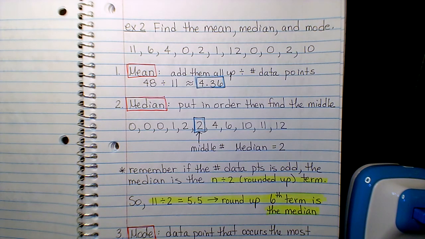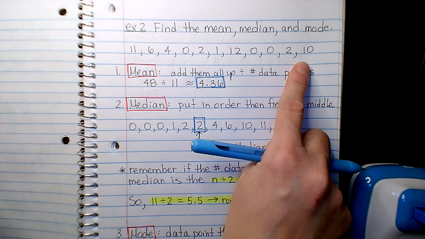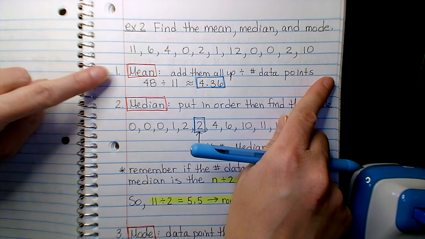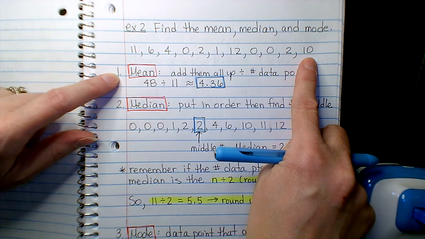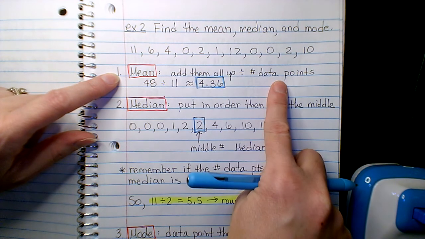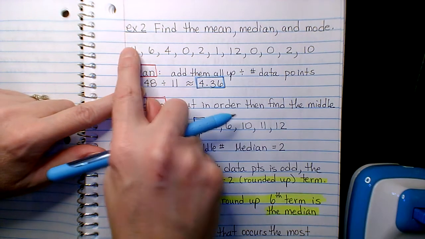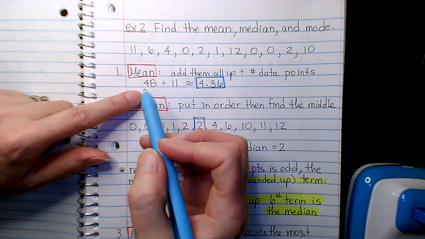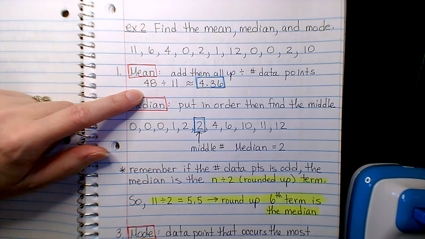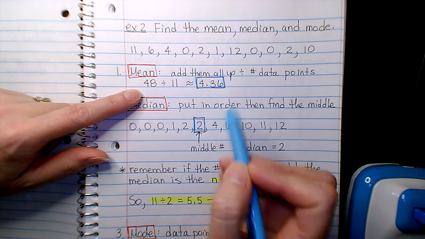All right, let's find the mean, median, and mode of this data set. So here's the data points. And to save us some time, I went ahead and did the calculations. So first one, the mean. For the mean, we add all of these up and we divide by how many there are. I added all these up and I got 48. There's 11 data points. 1, 2, 3, 4, 5, 6, 7, 8, 9, 10, 11. So 48 divided by 11 is about 4.36. Are you guys familiar with the little wiggly equal signs? That means approximately equal to.